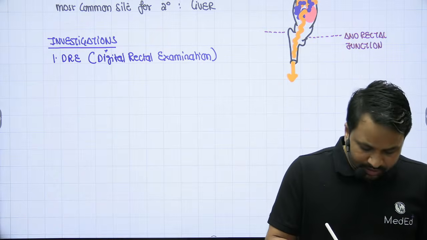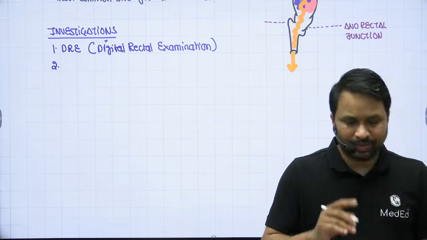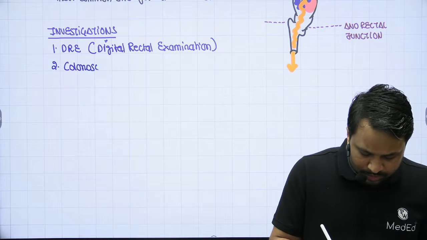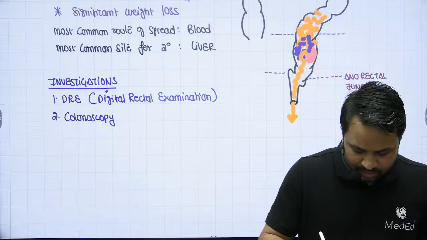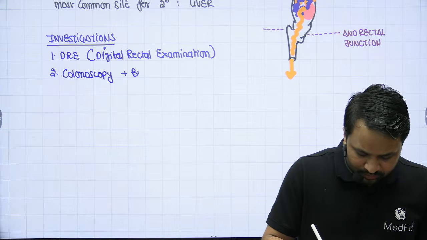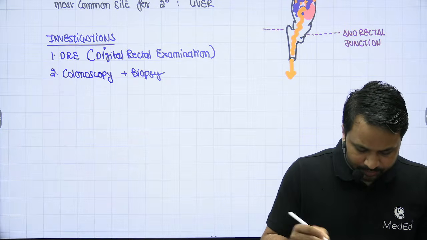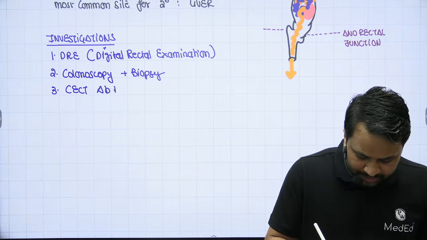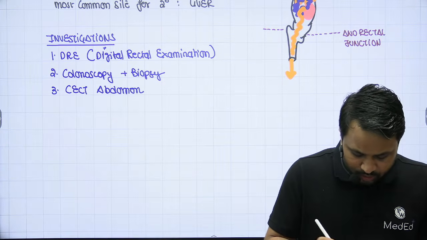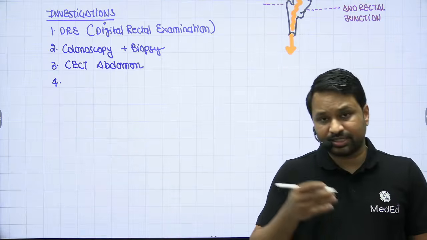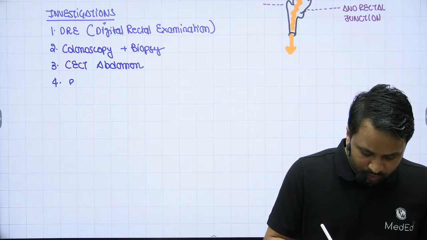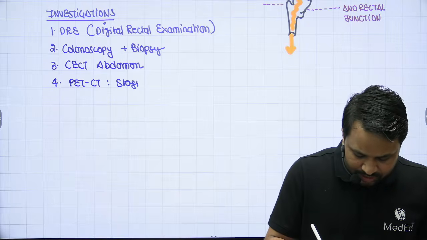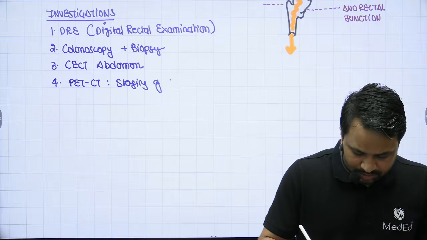Now after the digital rectal examination, you might feel there is something, so go ahead with colonoscopy. Now, obviously, when you see a mass in colonoscopy, you have to get a biopsy done. You'll also get a CECT of the abdomen to look for the extent of the tumor, and once it is confirmed as malignancy, to know the staging, you have to go ahead with PET-CT. The PET-CT is for the staging of the cancer.